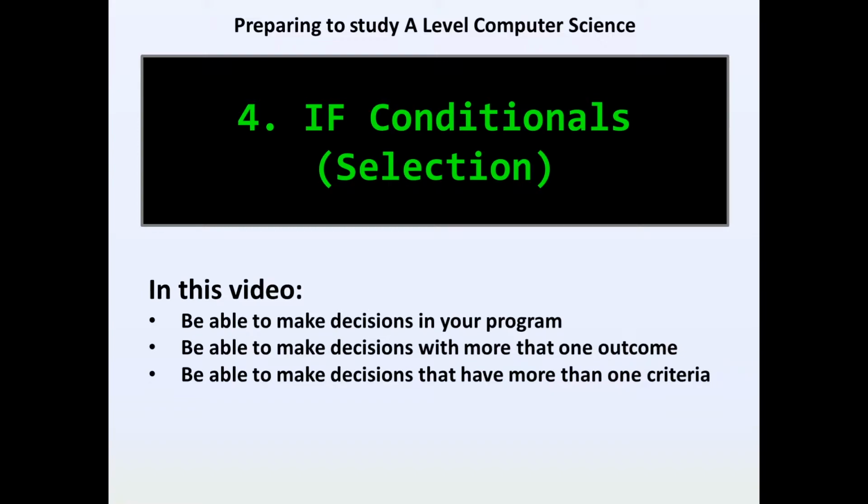In this video you're going to be able to make decisions in your programs, which means our programs are no longer going to go from just line 1 to 2 to 3 to 4. We can jump over lines if we want to. We're also going to look at how to have more than one outcome to our decisions, and then finally how to have more than one criteria. So I'm going to have a quick look at the syntax beforehand.